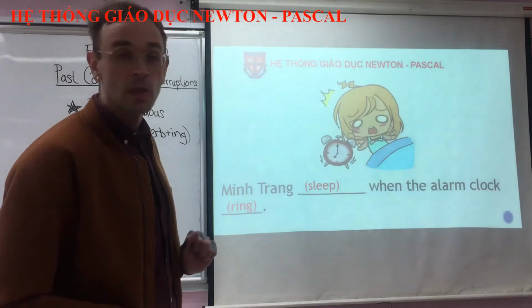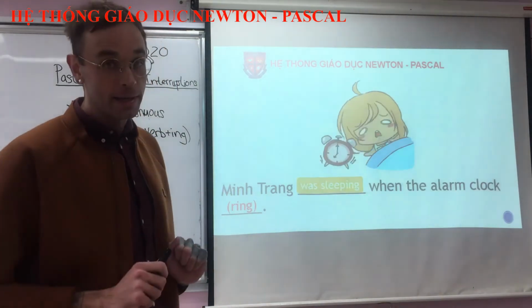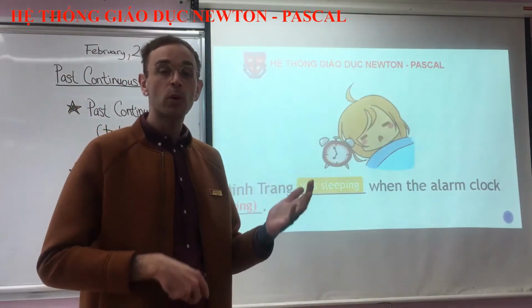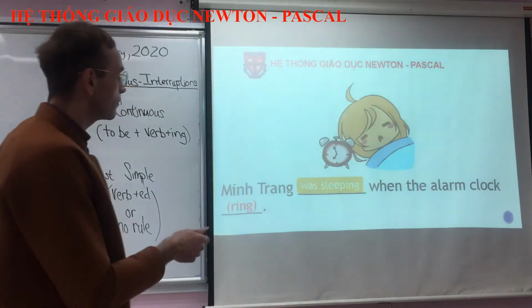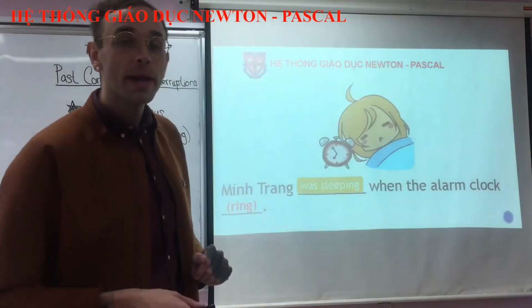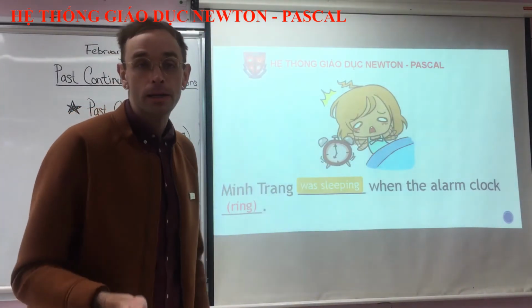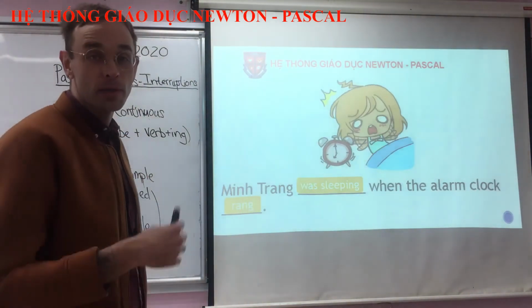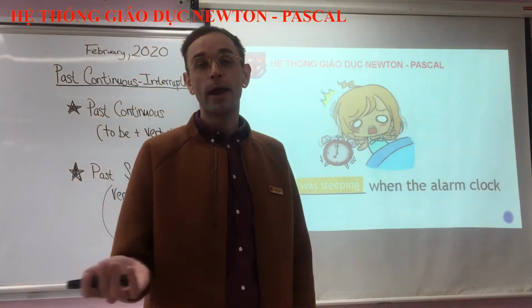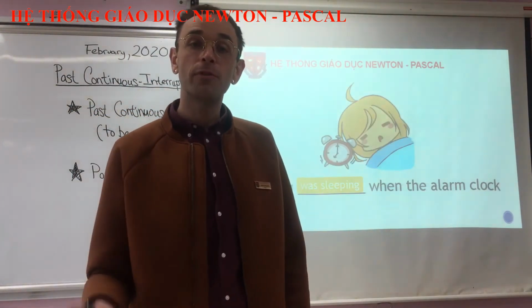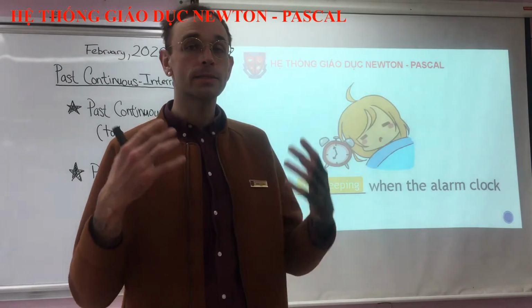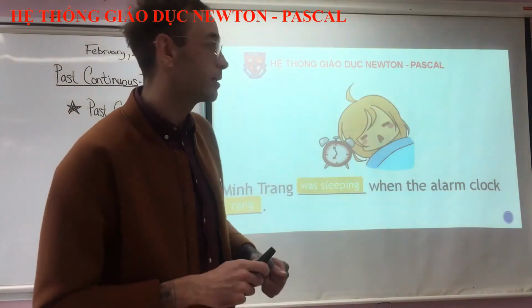Ming Chang was sleeping. Okay, so Ming Chang is singular, so we do not say were, we must say was. And then we have our verb sleep plus ing. So Ming Chang was sleeping. When, what happened? The alarm clock rang. Okay, we must put the second verb into past simple, and again, rang is the past simple form of ring because ring is not regular, ring is irregular.